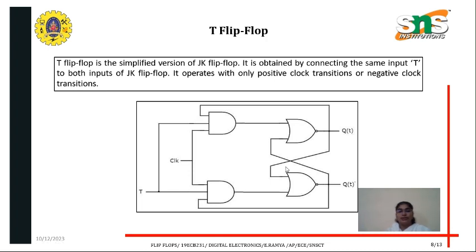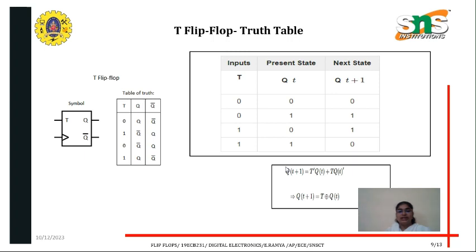Okay. Next, the flip-flop truth table is given here. This is the symbol of the T flip-flop. It has a clock and T is the input. Q and Q bar are the outputs, the output and its complement. T is only one input. It may be 0 or 1.